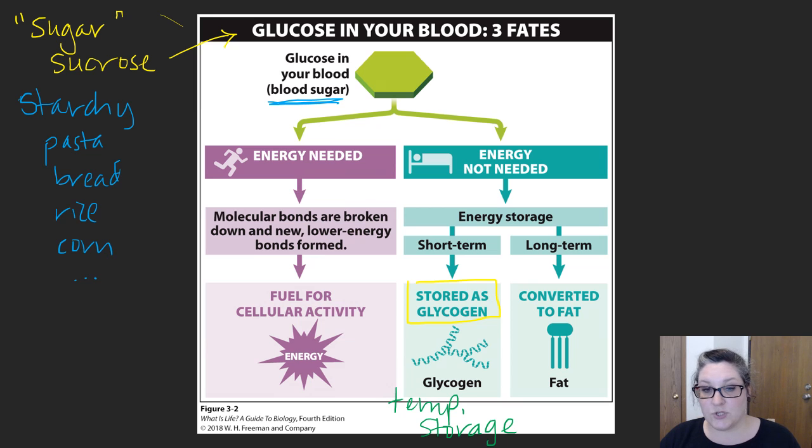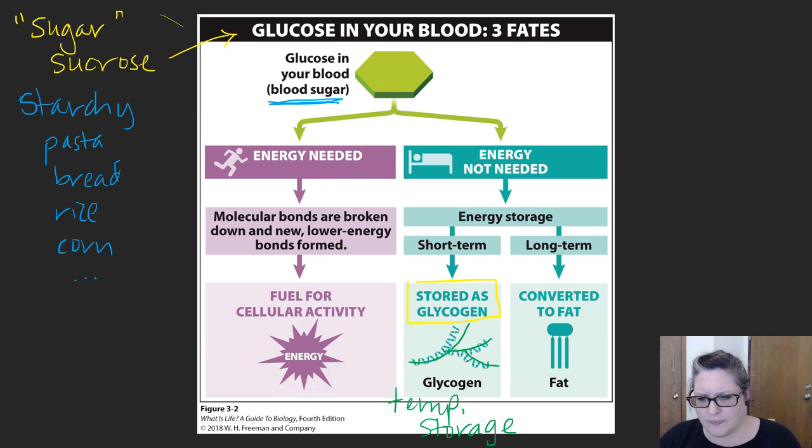Not long term, just for a little while. And it's particularly cool. It's a very highly branched molecule. As you see, it branches off in many different ways, and it can continue to branch as it gets longer and longer. It can be thousands upon thousands of glucose molecules long.